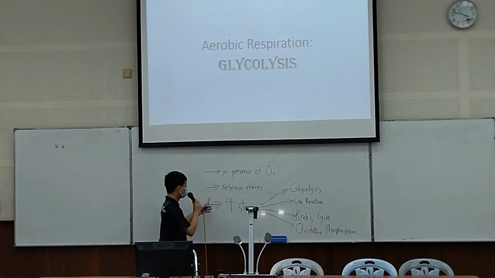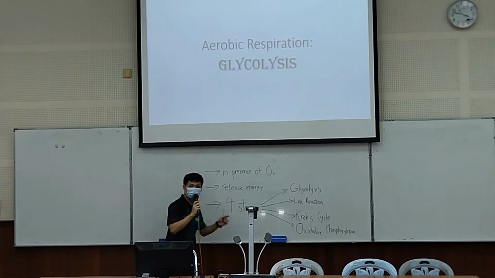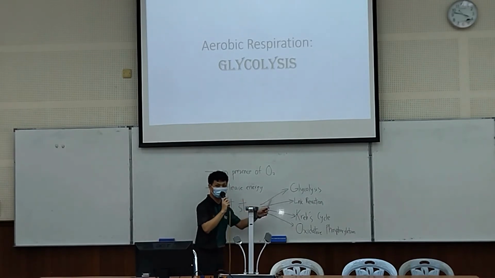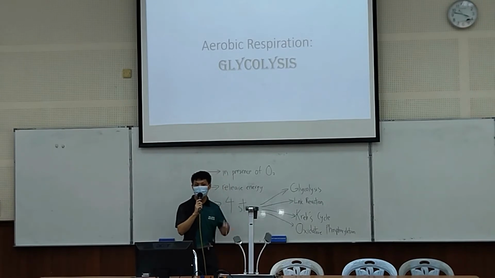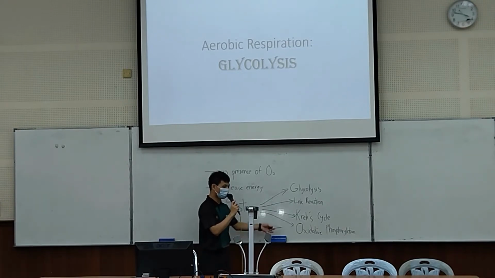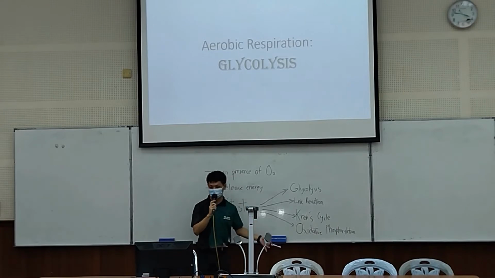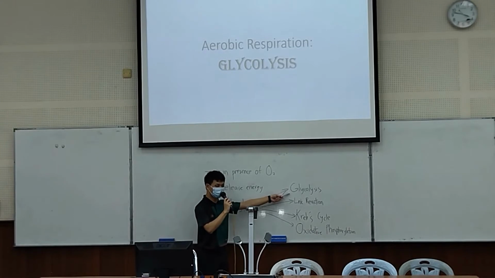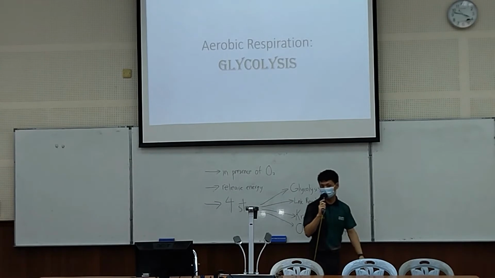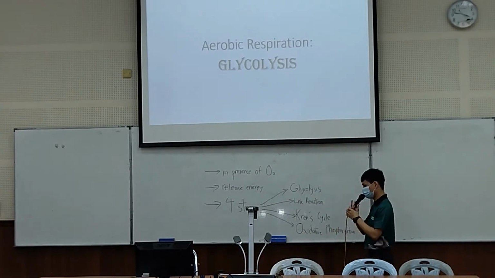From aerobic respiration, there are actually 4 stages in it. The first one is glycolysis, our main character today. The second one is the link reaction, also known as oxidative decarboxylation. The third one is the Krebs cycle, also known as the citric acid cycle. The fourth one is oxidative phosphorylation. So, glycolysis. This is going to be our main topic today. Now let's get into what glycolysis actually is.